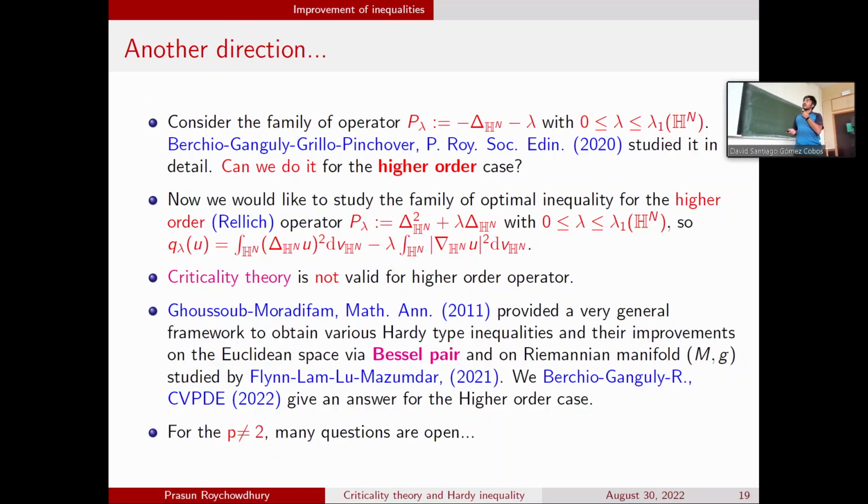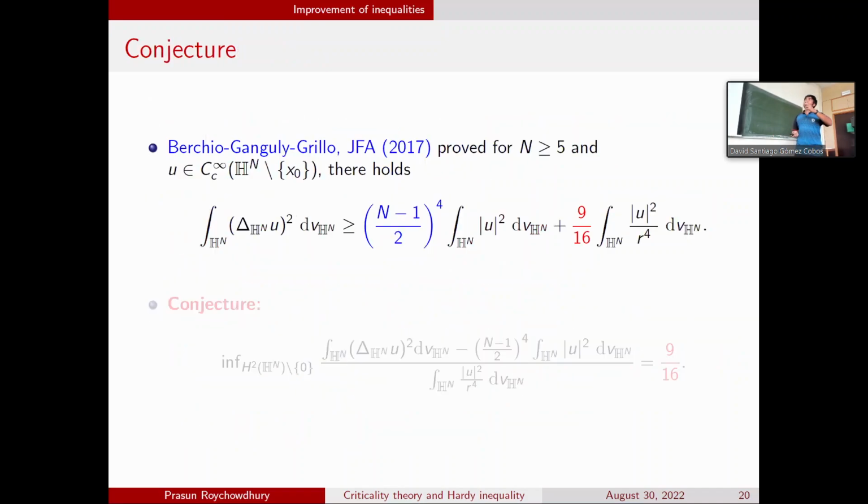Another interesting thing is that we answered for p equals 2, but if we see the L^p Poincaré inequality, the improvement of all those things is very much open: how to find the improvement, how to add some positive terms, we don't know. So one can easily work there. Let me finish by giving some answer towards a conjecture.